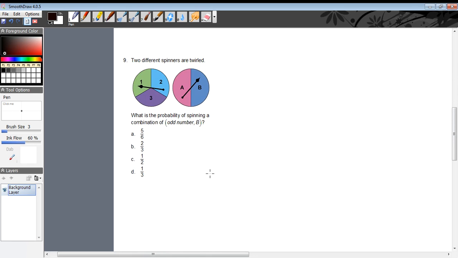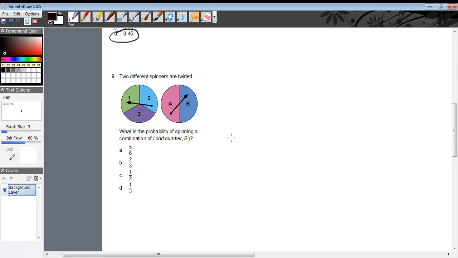Two different spinners now are twirled. What is the probability of spinning a combination of odd number and then B? So we've got 1 out of 3 for this. Oh, excuse me, what am I doing? Okay, so I need the total number of outcomes here. So in this, there's 3 total.